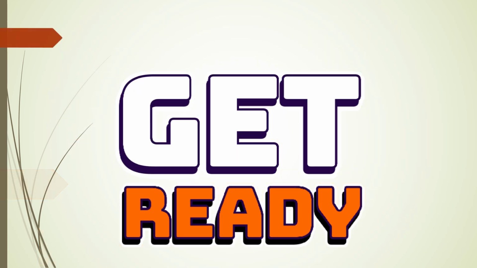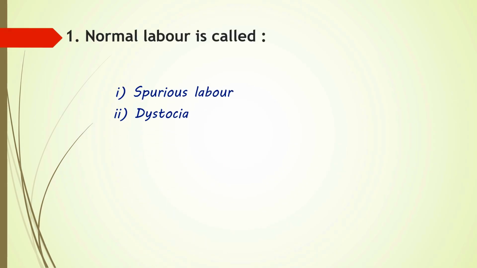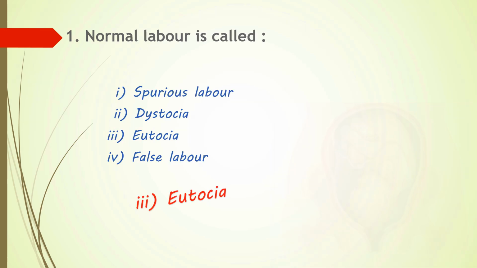Let's get started. Question number 1, normal labor is called: spurious labor, dystocia, eutocia, or option 4 false labor. Yes, eutocia is a medical term defining normal, natural childbirth or labor characterized by its continuous onset at term, vertex presentation and completion without major complications or significant intervention. So here option 3 is the correct answer.